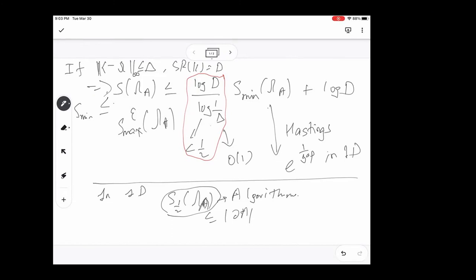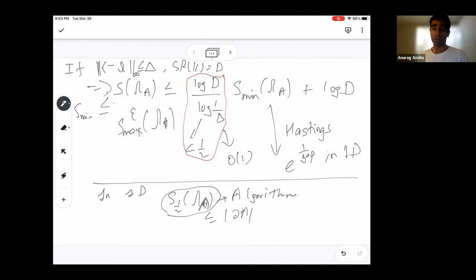And if you want to go to 3D, then you need even better approximation and whatnot. Oh yeah, 3D, we don't know at all. I see.